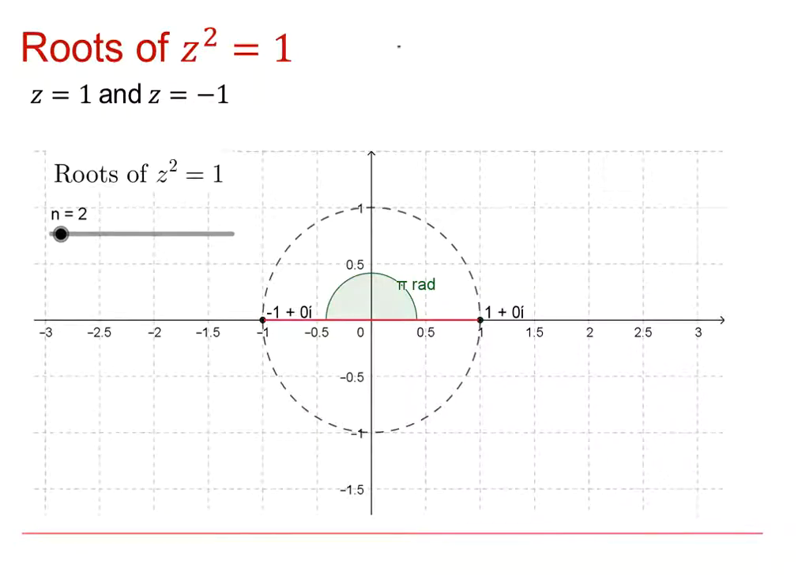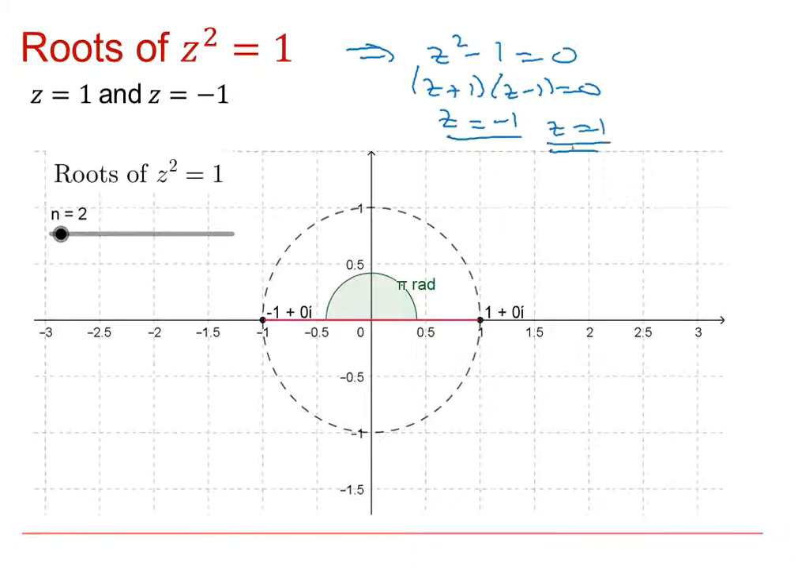So if we quickly revisit z squared equals 1, we can think of this as z squared minus 1 equals 0, which factorises to (z plus 1)(z minus 1) equals 0, and therefore we get the roots z equals minus 1 and z equals 1 as you would expect, which we can clearly see on the illustration.